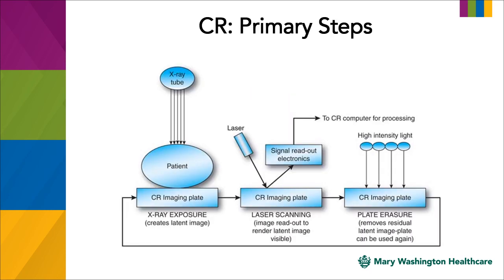So in our step-by-step process, we have the X-ray tube, we have the patient, and our X-ray radiation is going to strike that imaging plate. Our red laser is going to strike the imaging plate when we get it into the scanner. It's going to emit the PSL, which is going to be a blue-violet color. It's going to go off to the computer for processing. In the meantime, the imaging plate is going to go through plate erasure, which is a white light.